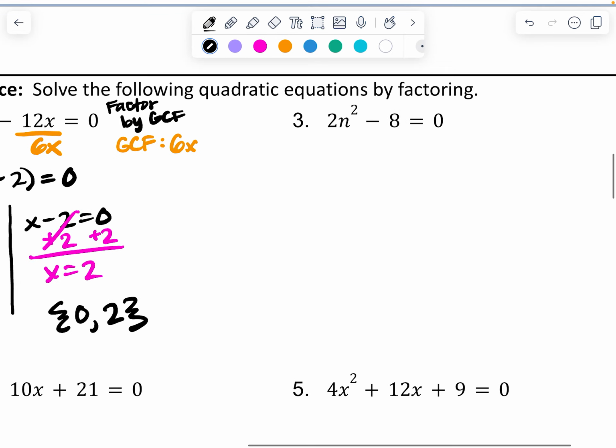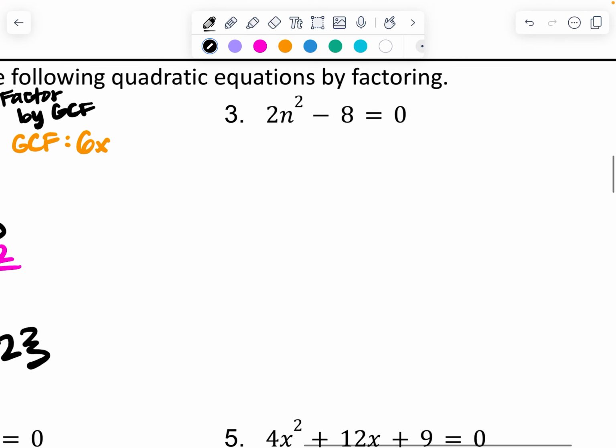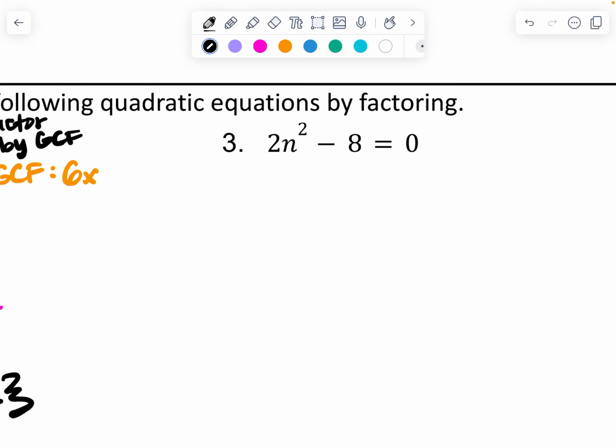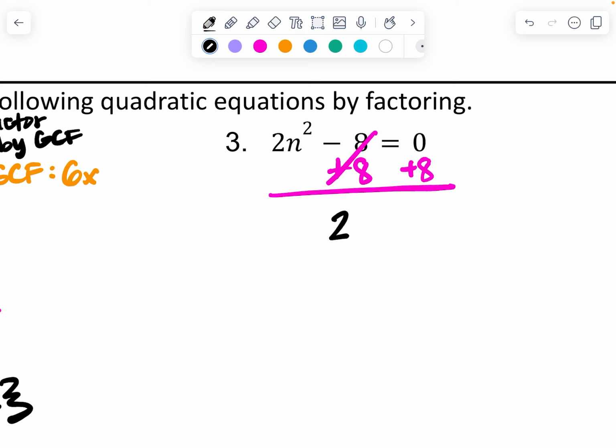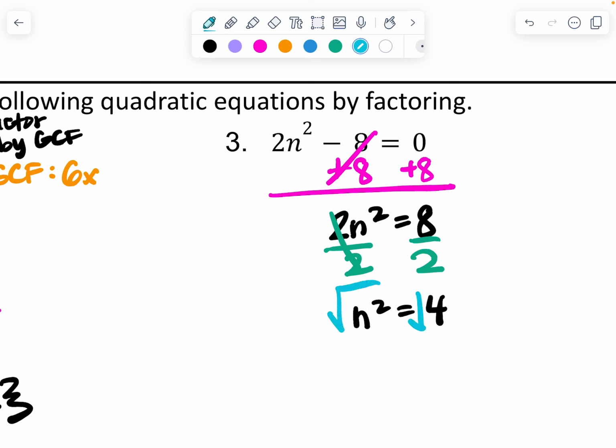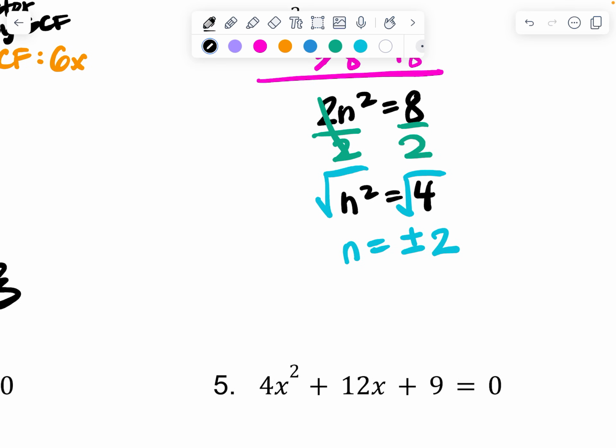Number three, we're not really going to solve by factoring. We're going to solve by the square root method. So this is more of a review from yesterday, but we'll just add 8. Divide by 2. And then I can take the square root, and n equals positive and negative 2.